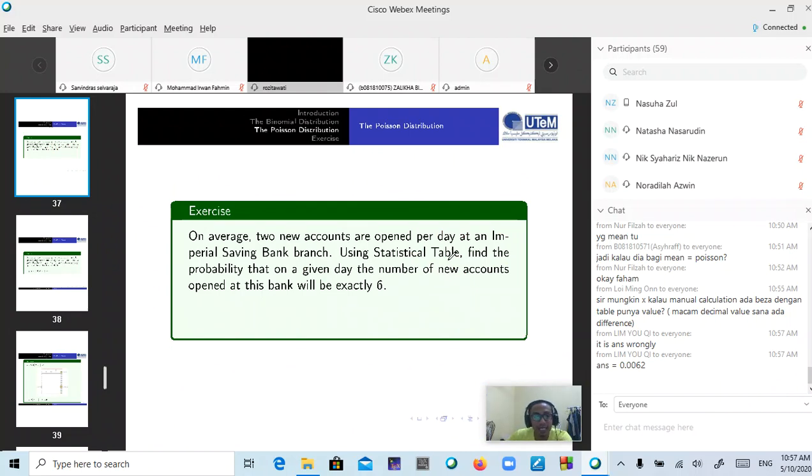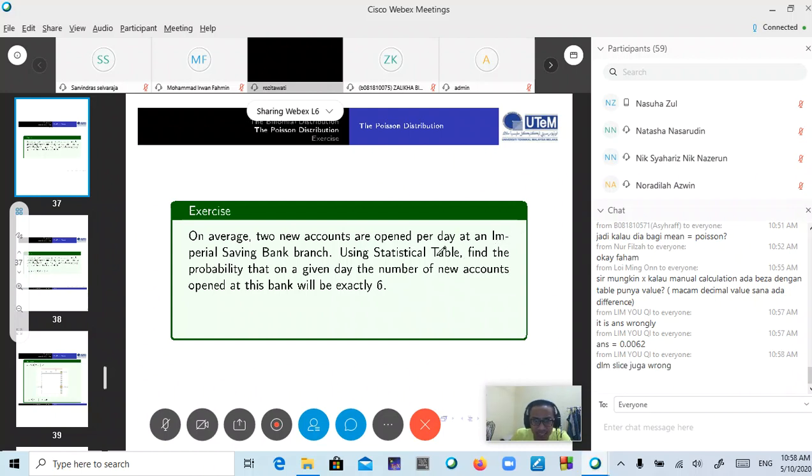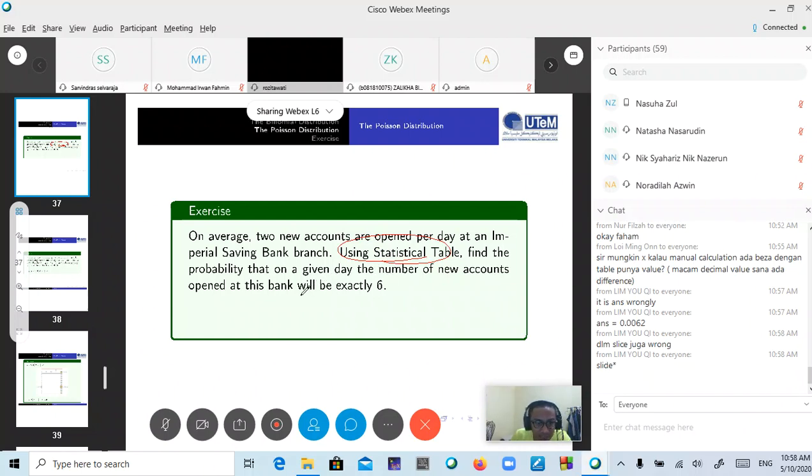Okay. Look at the exercise. On average, 2 new accounts are opened per day at Imperial Saving Branch. Using statistical table, find the probability that on a given day, the number of new accounts opened at this bank will be exactly 6. So exactly 6, probability of X equal to 6.